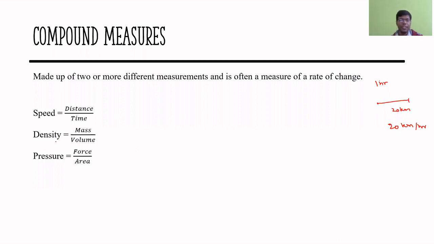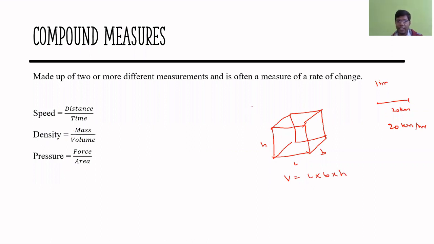Similarly, we have density. Density is nothing but mass by volume. Suppose I have a cube. Now it has some dimensions. Say this is my length L, this is my width, and this is my height. So this has some volume, which is L multiplied by B multiplied by H. If I take a unit cube out of this big cube, meaning 1 centimeter by 1 centimeter by 1 centimeter, what will be the mass of that cube?